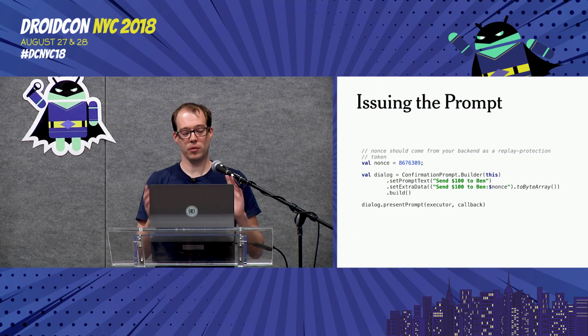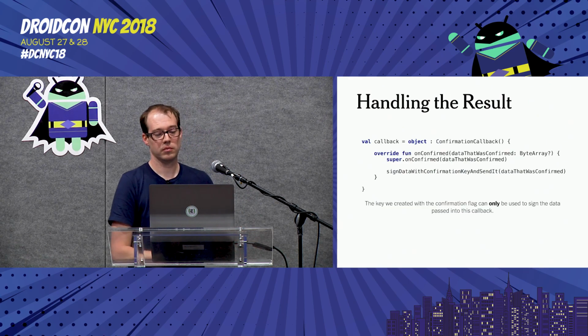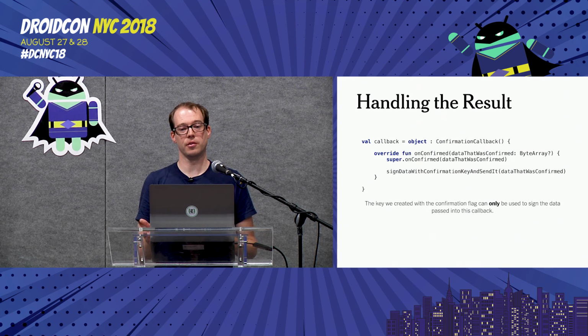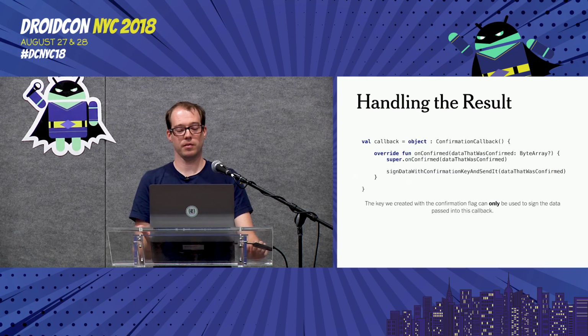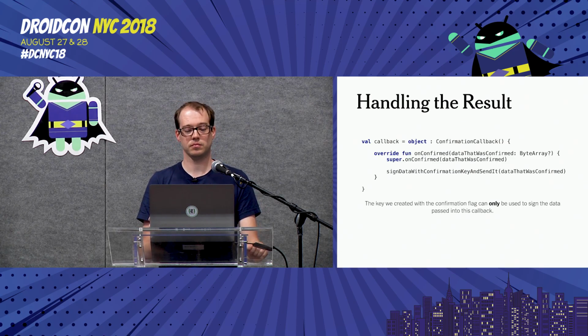And since then we're going to go ahead and build. This dialog uses the same sort of paradigm we saw in the biometric prompt, where it takes an executor so you can decide what thread the callback is going to land on. Now we'll handle that result once the user accepts the prompt. You would get this onConfirmed callback with the data that they saw. And then you can sign that data and send it to the back end. And again, the only thing that you can use that confirmation required key for is data that came through this callback.